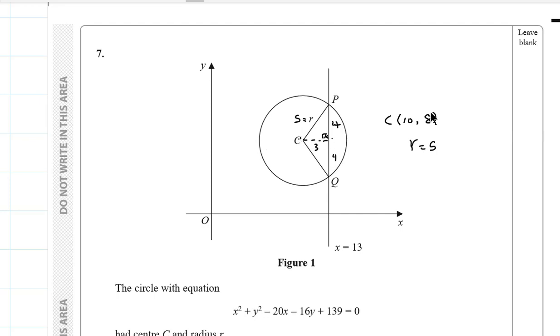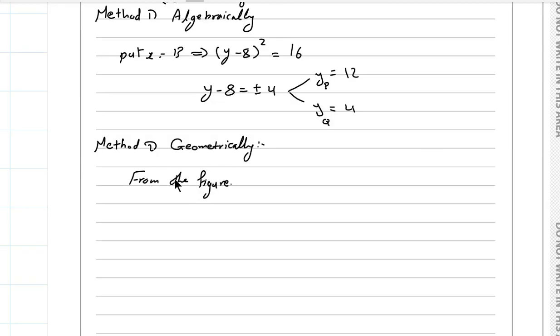So the y-coordinate of C is 8. The distance from C to the x-axis is 8. If we add 4 to 8, it will be 12, which is the y-coordinate of P. And if we subtract 4 from 8, it will be 4. So we can write yp is 8 plus 4 and yq is 8 minus 4, right? Geometrically from the figure we can write yp equals 8 plus 4, which is 12, and yq is 8 minus 4, which is 4.